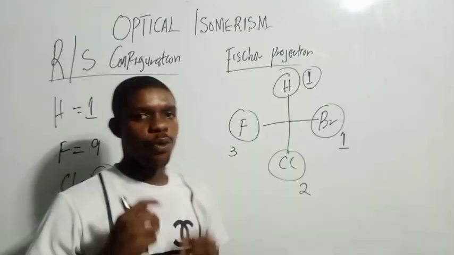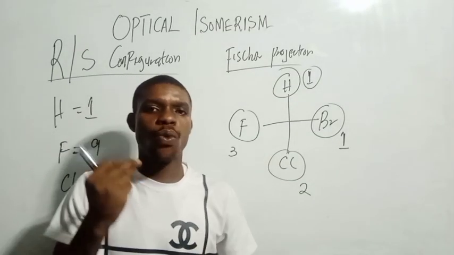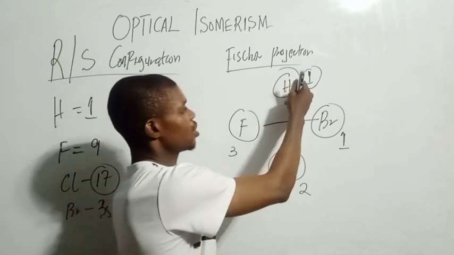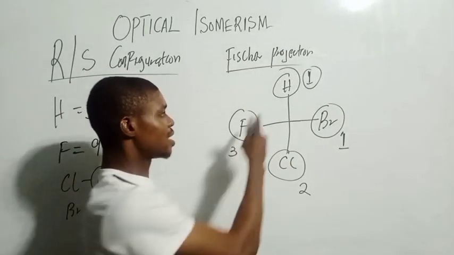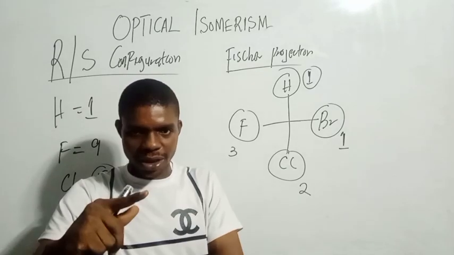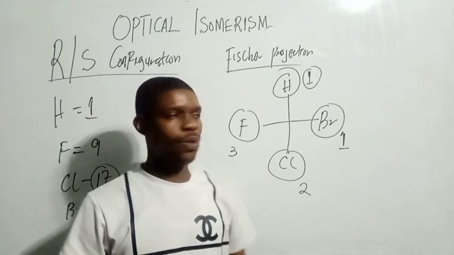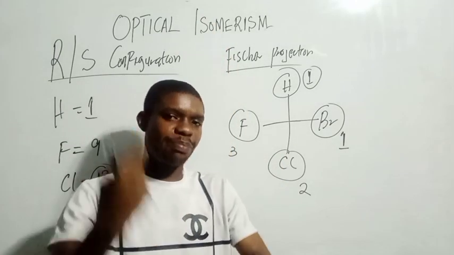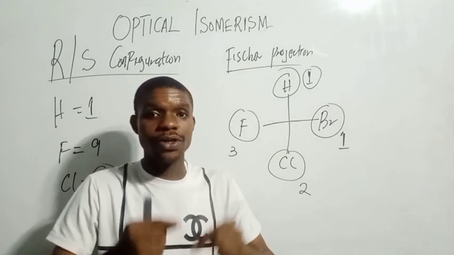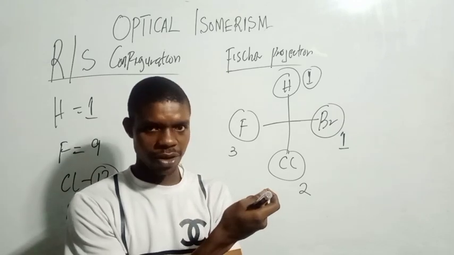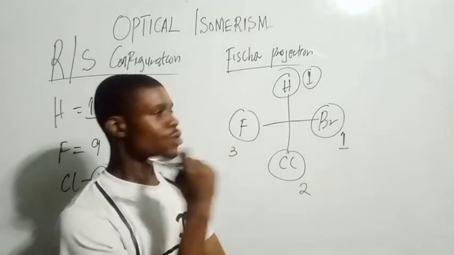Remember, when you are given a structure and told to draw the R and S configuration, what you want to put first in your mind is that the H, or the lowest priority atom, should always be at the vertical bond. Remember, this spatial projection has the horizontal. The horizontal means that it's pointing towards you, towards the viewer. The vertical bond means it is extending back. So when using the Fischer projection formula, the lowest priority atom should always be at the vertical bond. So we have placed hydrogen at the vertical bond now.